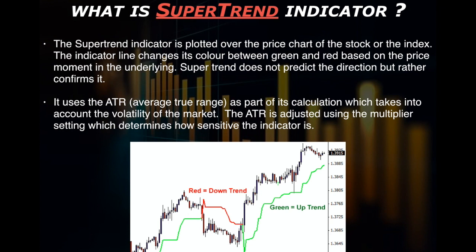It uses ATR or average true range as part of its calculation, which takes into account the volatility of the market. The ATR is adjusted using the multiplier setting, which determines how sensitive the indicator is. We will not get into the theoretical part as there are many articles published on Google which you can easily search. Let's begin with our trading strategy using the Supertrend indicator.